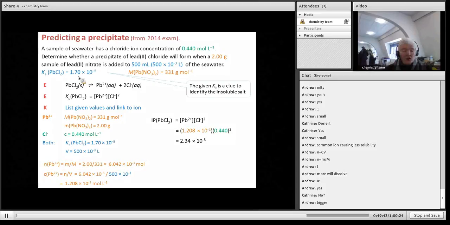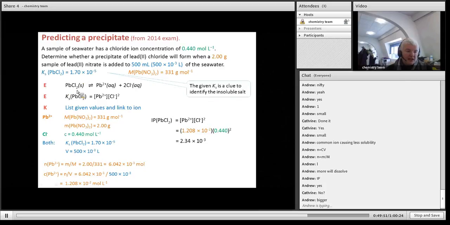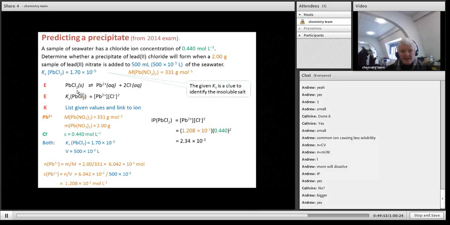Bigger, correct. So will I get a precipitate being formed or not? So yes, precipitate. No, no precipitate. Yes, because again, if this is bigger than that, the only way I can make this smaller to match the Ks is if I've got fewer lead and chloride ions, which means it's got to go to the left. So I'm going to get more lead chloride being formed, so I've got to precipitate.